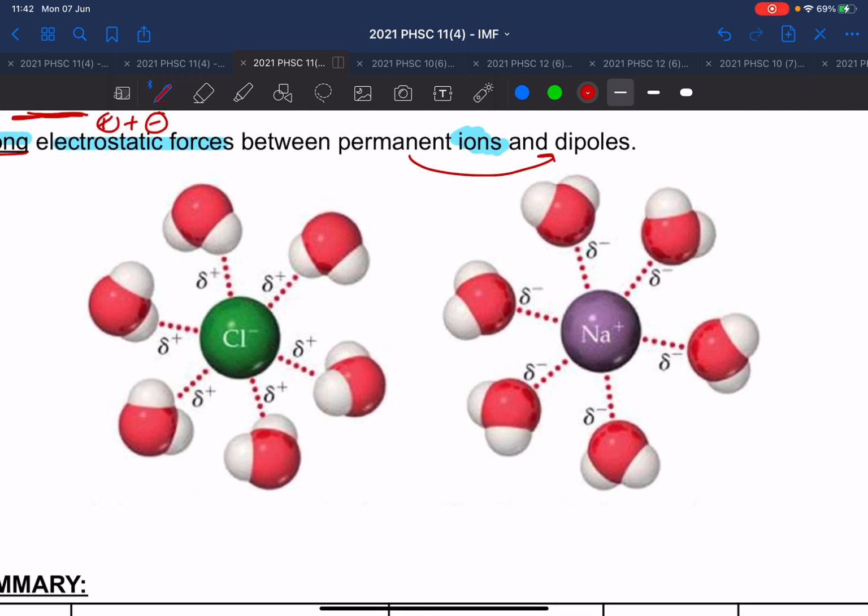Okay, so if we look here, you can see we have a chloride ion and a sodium ion, and then we have the water molecules around here. So this is oxygen that becomes slightly negative, and these are hydrogens that become slightly positive. So you can see between the negative ion, the chloride ion, and the dipole molecule, there we have an ion-dipole force. So you can write in there, we have an ion-dipole force between them.